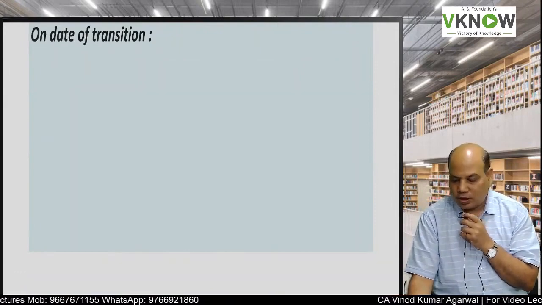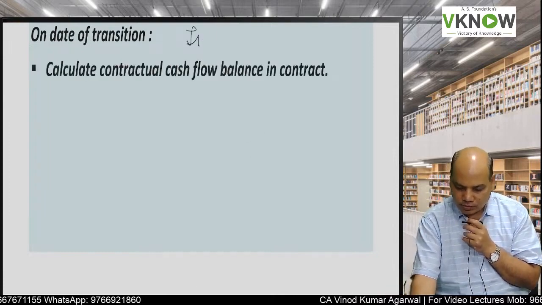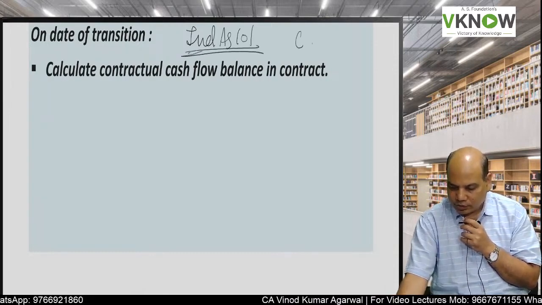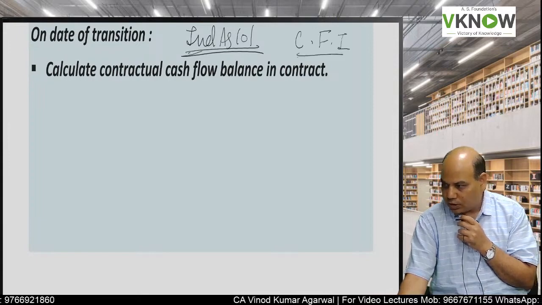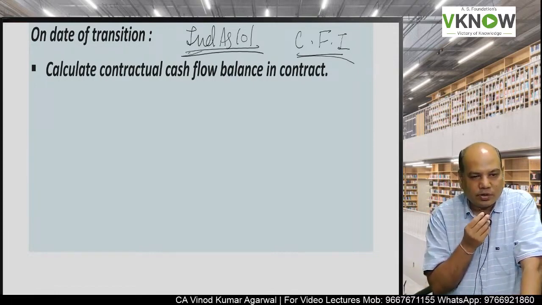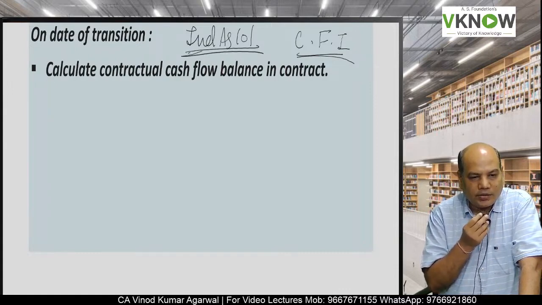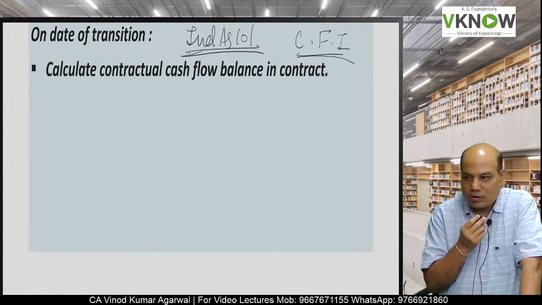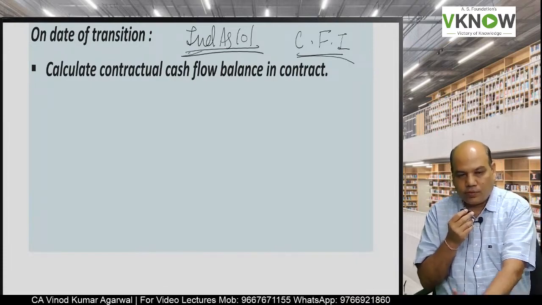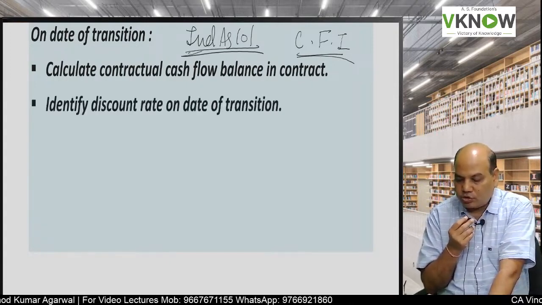Suppose you are adopting IND AS for the first time. IND AS 101 is applicable. And the problem will arise in case of compound financial instrument, because under old accounting standard, there was no concept of compound financial instrument or split accounting. But under IND AS, if there is a compound financial instrument, then you have to separate the liability portion and the equity portion. So what I'll do, first I'll find out what is the liability portion based on contractual cash flow.